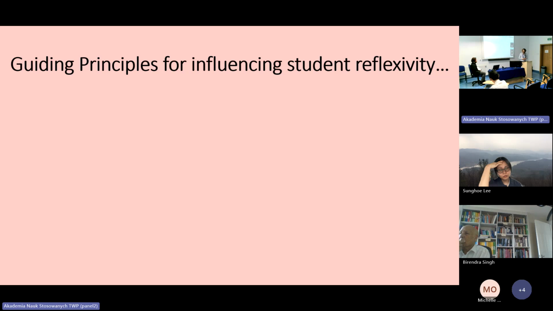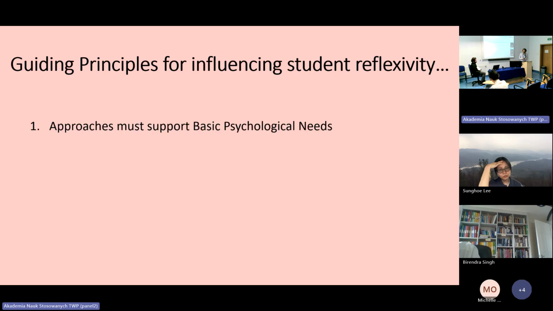So in the paper I'm working on at the minute, I'm putting forward 3 guiding principles. The first one is, as I've just said, approaches to influencing student reflexivity should support students' basic psychological needs. Now, although these basic psychological needs are universal, is the assumption here, they can be supported in many different ways, and what might support one person's basic psychological needs might not support another. So you could have a student sat in a class and they feel like their psychological needs are supported implicitly. But as we know, another student might not be having a good time with it, might not be enjoying it. So that comes to my second guiding principle, which is that our approaches must be flexible.